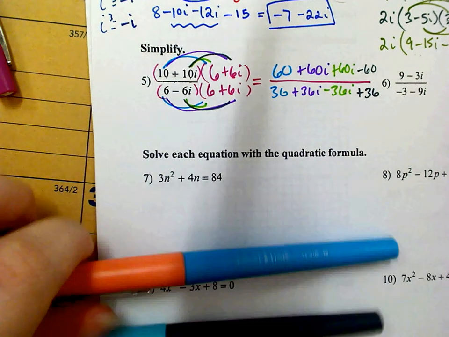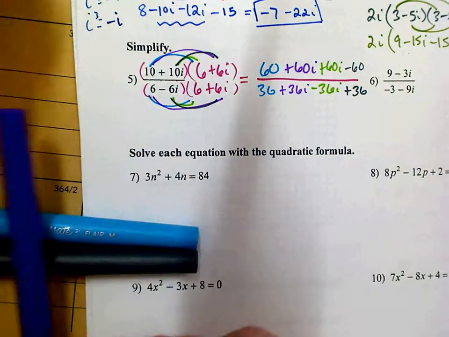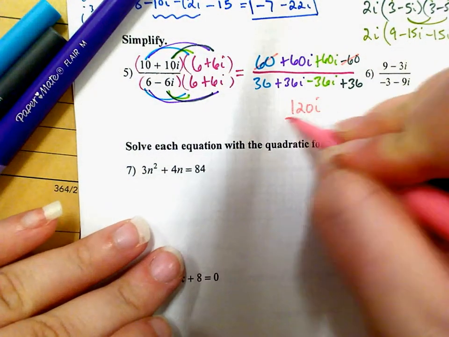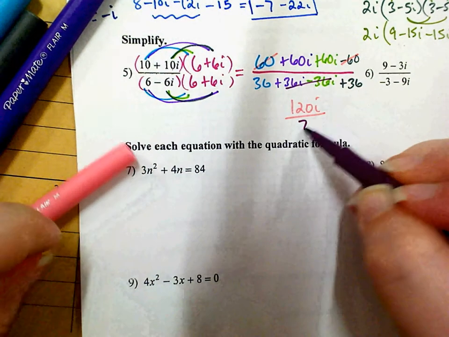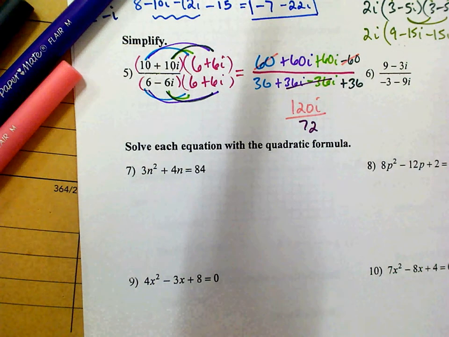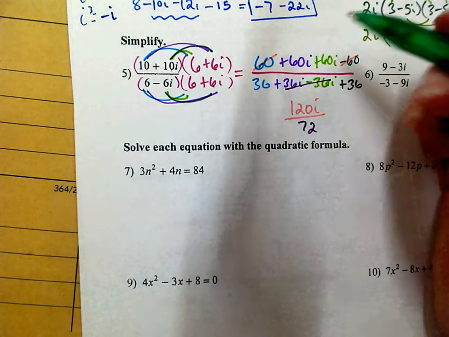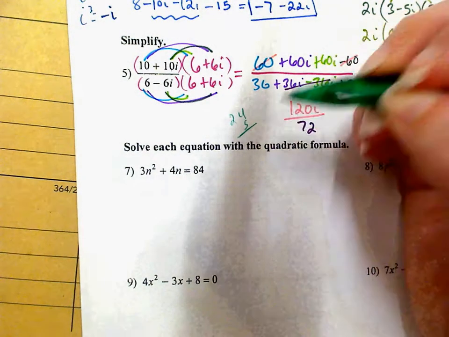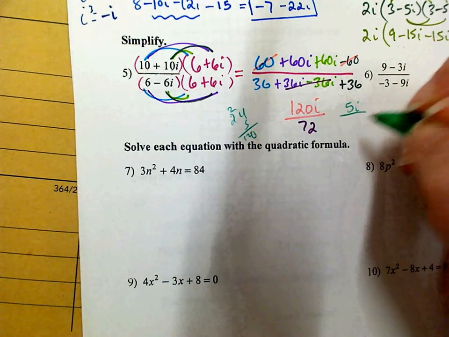In the numerator, both the 60s cancel out, so without the imaginary number that becomes 120i over, and in the denominator, the 36i's cancel out, leaving me with 72. And they both divide by 24. 24 times 5, let me check it right quick. It's 120, yeah. So that is 5i, and then 24 goes into 72 3 times.